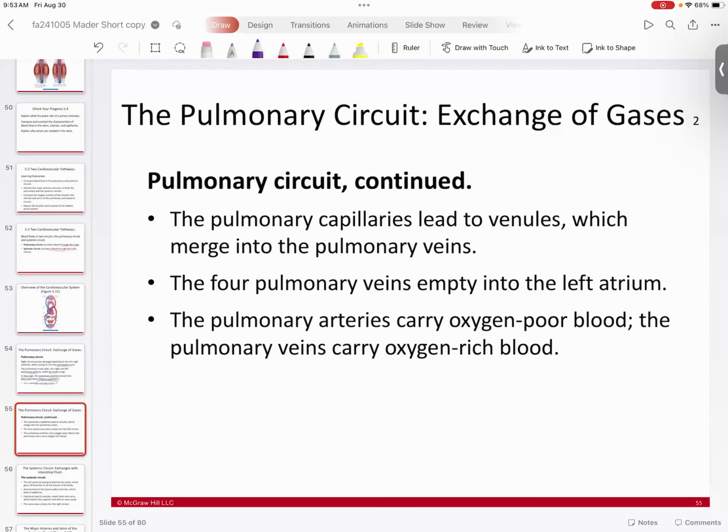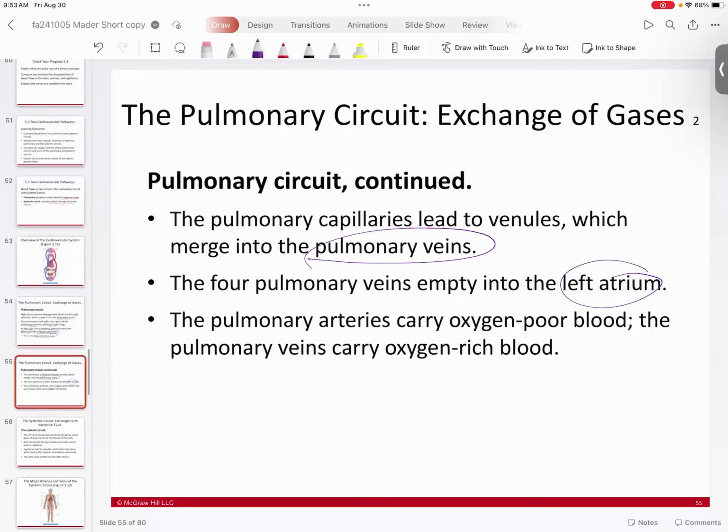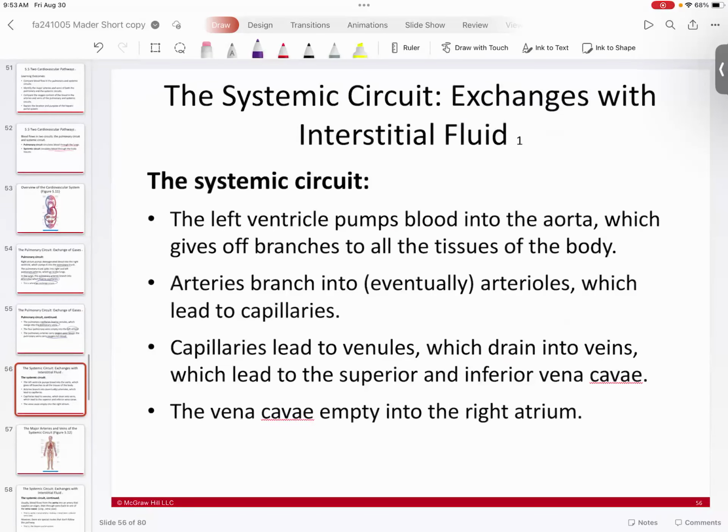Then those pulmonary capillaries, after they're finished exchanging, are recollected in the venules, which then merge into the pulmonary veins. Now that's nice and oxygenated. The pulmonary veins then empty into the left atrium, and then ultimately get redelivered for the systemic side. So the pulmonary arteries are carrying oxygen-poor blood, and the pulmonary veins are carrying oxygen-rich blood. This is the reason why I always mention: remember, arteries away and you'll never go astray.